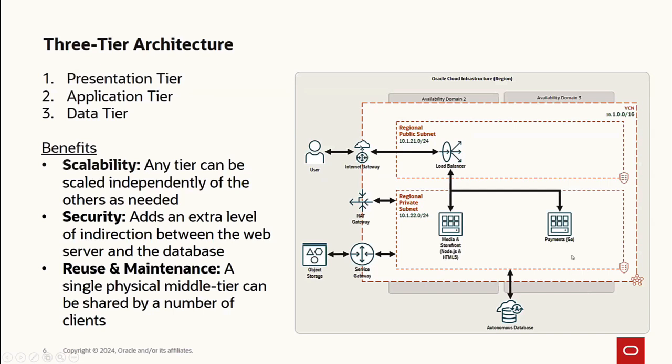Oftentimes you will have a jump server or a bastion, if you're in OCI, that will let you have access for a limited period of time to those who you want to have access to the software and security practices behind the scenes inside this regional subnet. And of course, in this particular case, we're showing our platform as a service load balancer being used, but that is not a requirement.